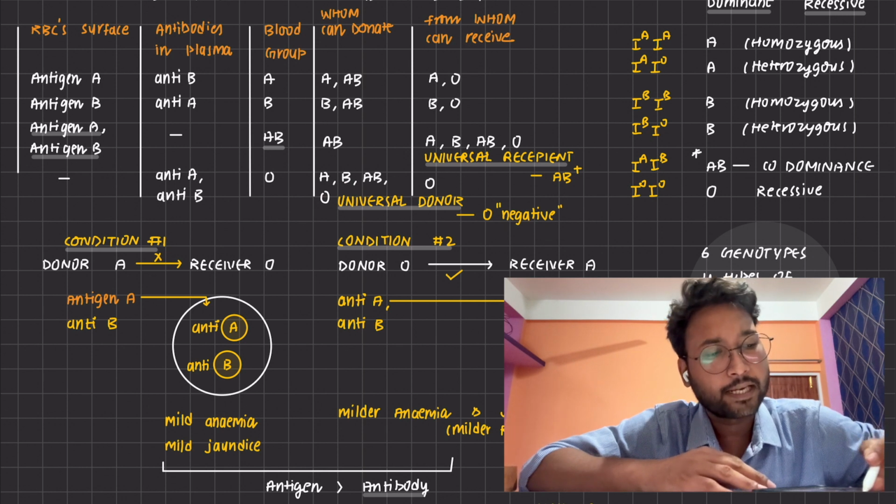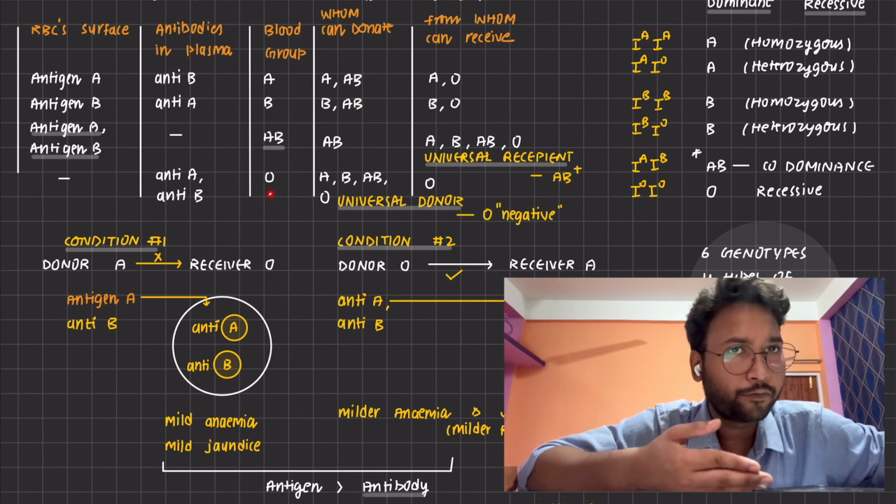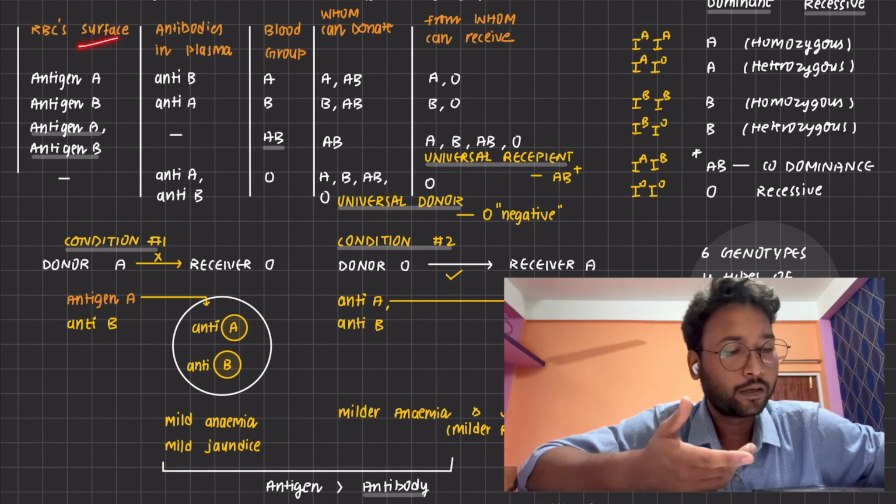If a patient has A blood group, I can receive from A. I can receive from O. If my blood group is B, I can receive from B. I can receive from O, because O is the universal donor.